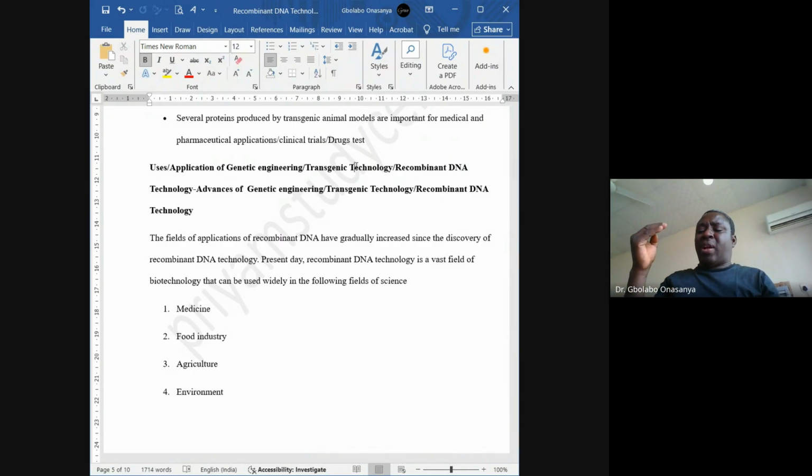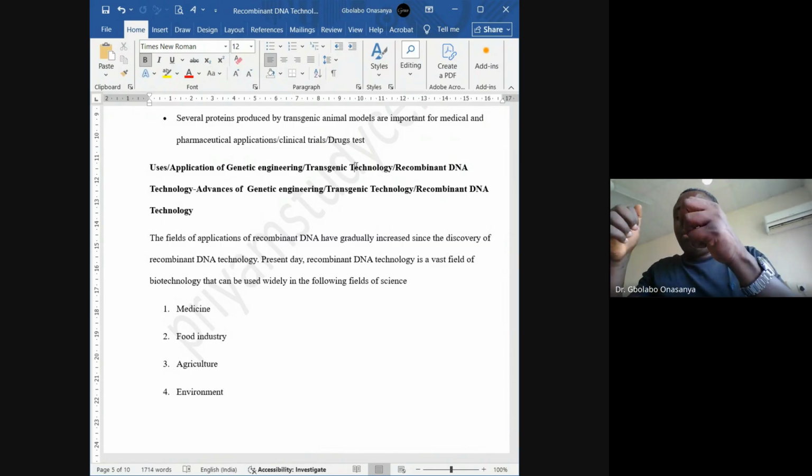create a recombinant plasmid of it, and transfer it inside an animal and study the manifestation of that disease in an animal body. When we do that, we see the gene ontology of that disease. We study the development of that disease, and the information obtained from such a study will guide management of the disease, prognosis, diagnosis, and drug development for the disease.